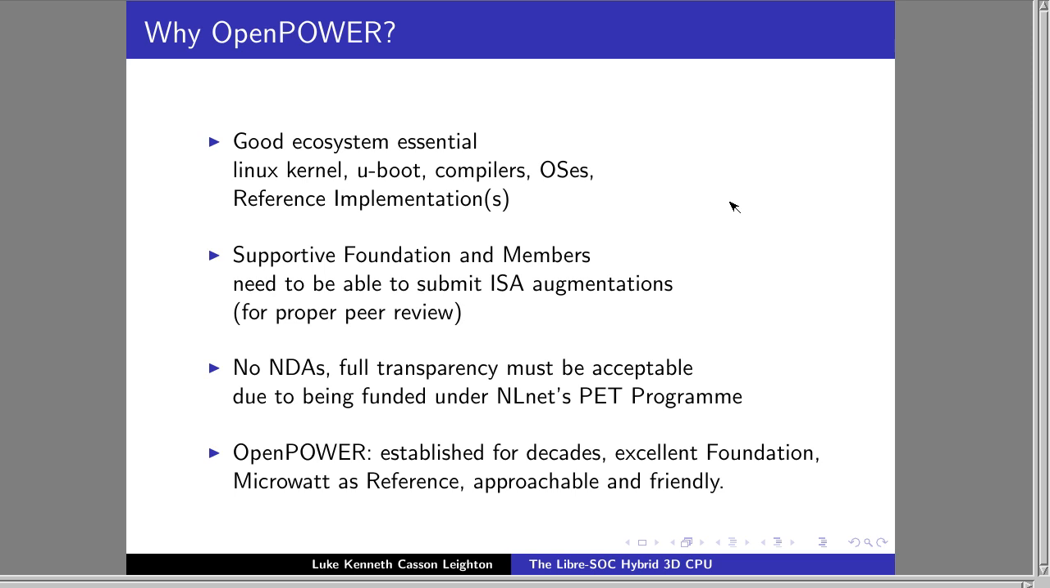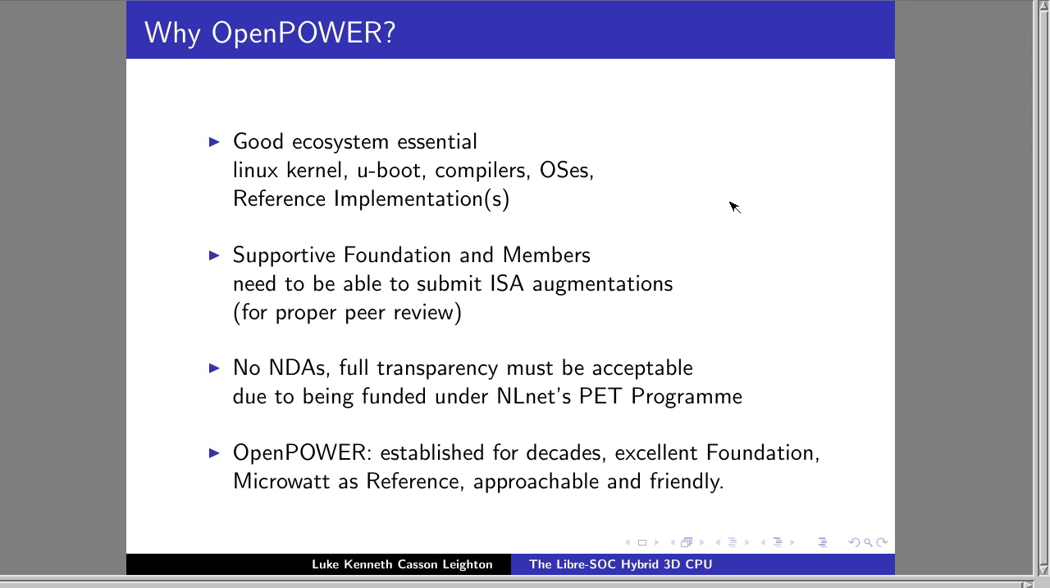So why are we using OpenPOWER? Well, as I just said, everything has to be Libre and transparent for business reasons, not because we're some wannabe thing. It's all free and open. No, it's business objectives. So a good ecosystem is essential. You have to have the Linux kernel, U-boot, compilers, operating systems, reference implementations, everything, and that's available with OpenPOWER. We need a supportive foundation of members, and I tell you, the OpenPOWER Foundation have been absolutely fantastic about this, thanks to people like Hugh Blemings, Paul Mccarris, Mendy, Toshiro Bashan, James Kalina. They've been really supportive.